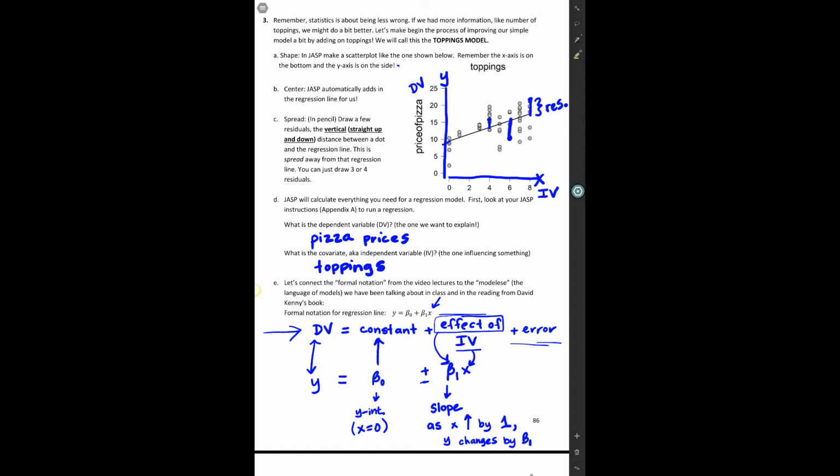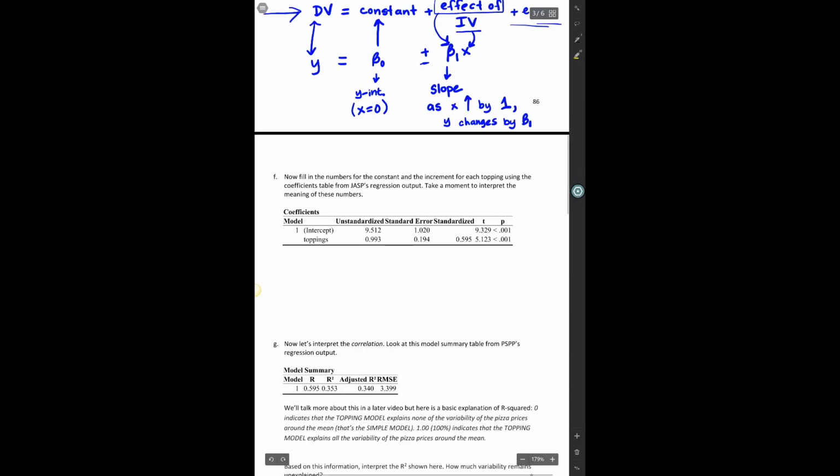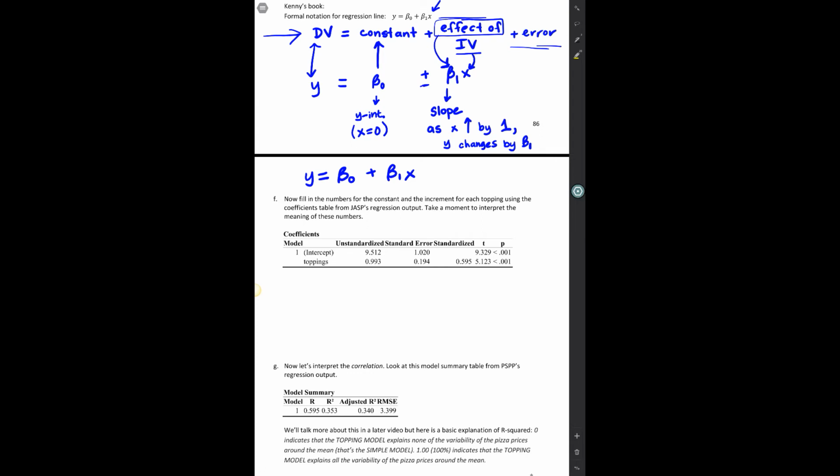Okay, so now we've connected the pieces, but what we want to actually write out is the formal regression equation, because this is what you would report when you report out your findings. So just so we have some more space, I'm going to rewrite this regression equation right up here. Now we want to fill in the numbers that go in for our constant and the increment for each topping. So our b sub 0 and our b sub 1.